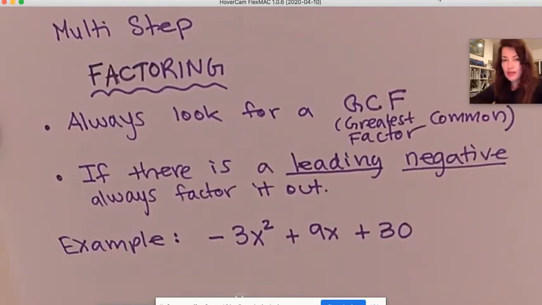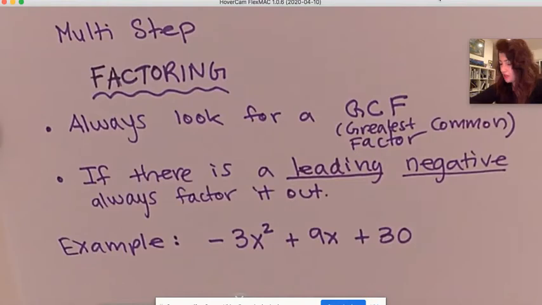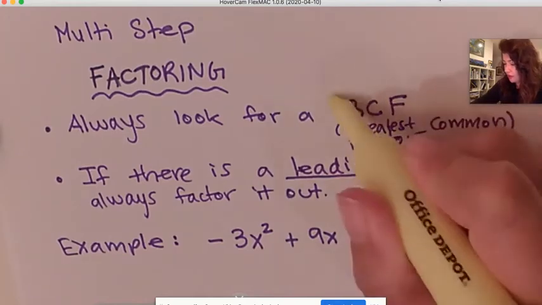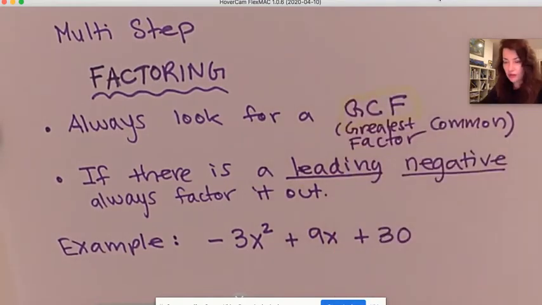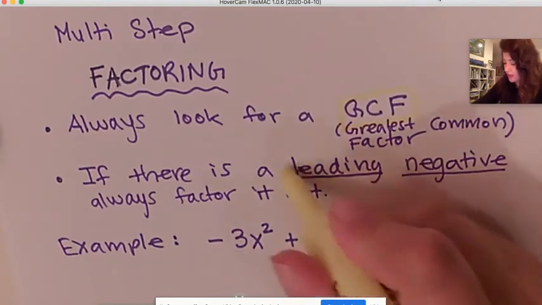Hi, in this video, I'm going to go over multi-step factoring, such as this example. So the first thing you should look for is always a GCF, which is a greatest common factor. If there is one, you should factor that out. The other thing you should always look for is a leading negative.